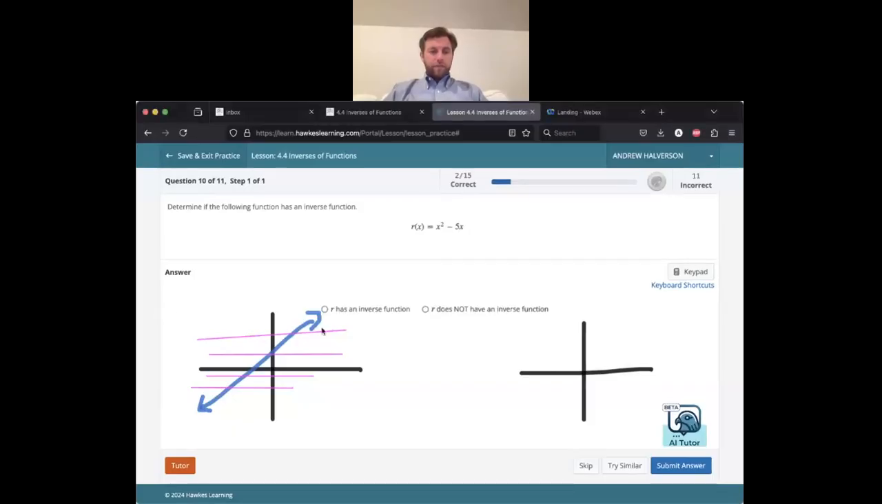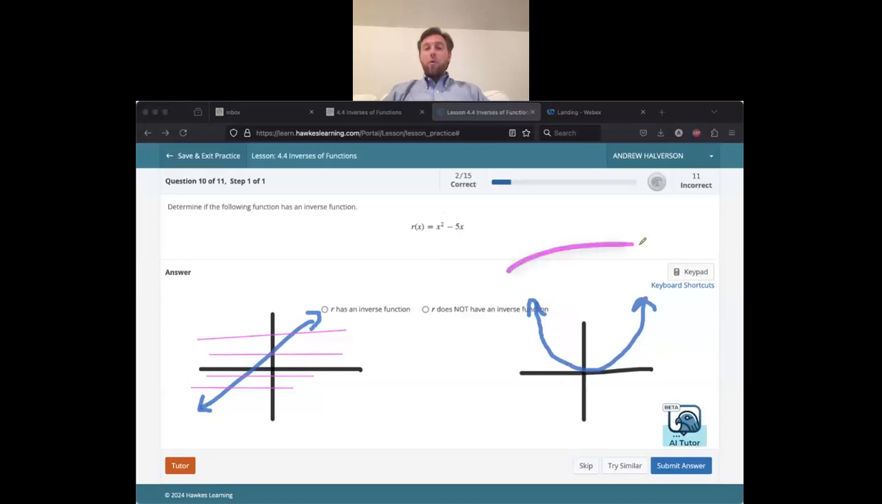So let me do this one. Is this a function? Does it pass the vertical line test? Yes, it is a function. Does it have an inverse? Does it pass the horizontal line test? No, fails right there. Fails right there, fails in a lot of places. But it only has to fail in one spot, okay? And our first failure was it.